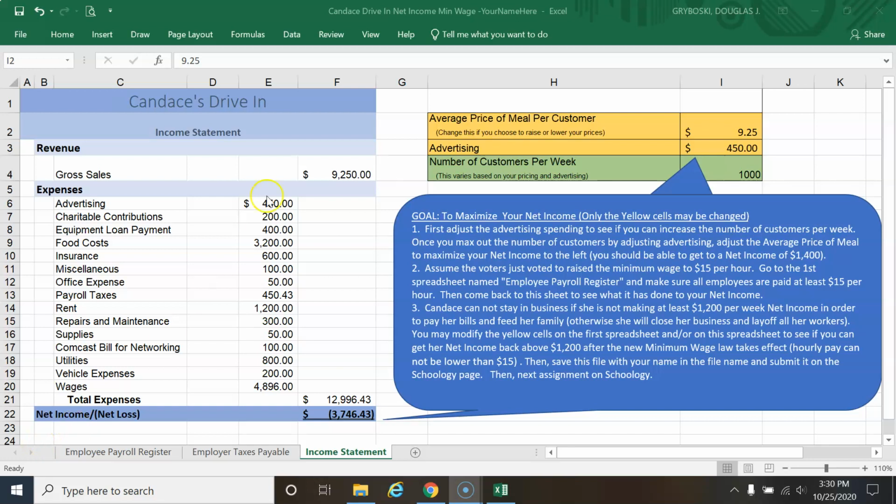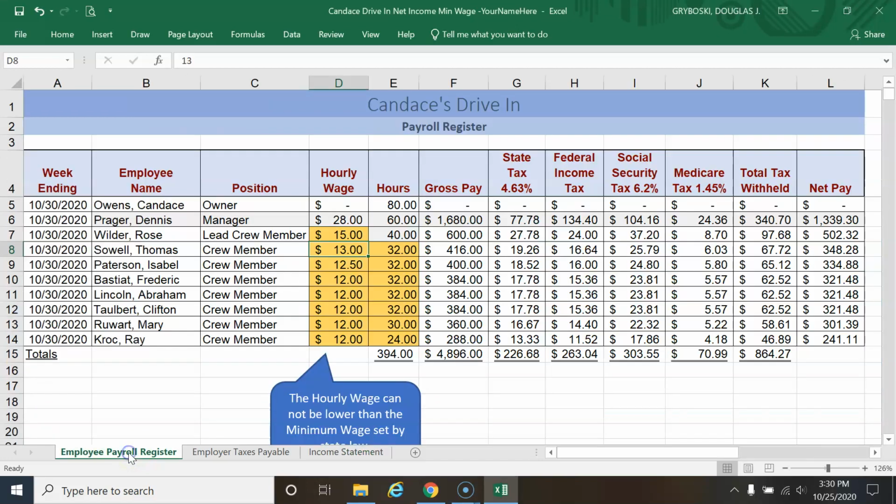Okay, this video is to give some tips and talk about the Candace drive-in net income Excel spreadsheet assignment. So, first thing is you'll see there's a lot going on the screen, and before I start reading through these instructions, I want to just point out that there's three tabs down here, three worksheets, what we call worksheets, and I'm going to click on the first one and just talk about each one of them.